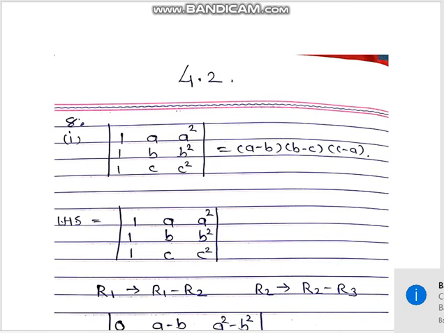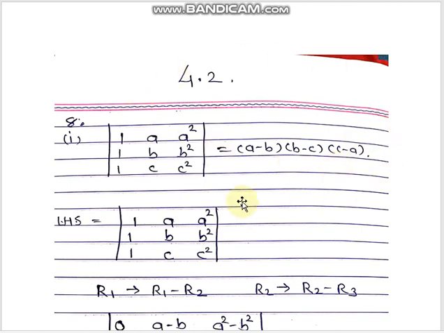Good morning, students. Last time we completed exercise 4.2 till question number 7. Today we'll see question number 8. Here in question number 8, we have the determinant 1, a square; 1, b square; 1, c square, and we want to prove it is equal to (a minus b)(b minus c)(c minus a).